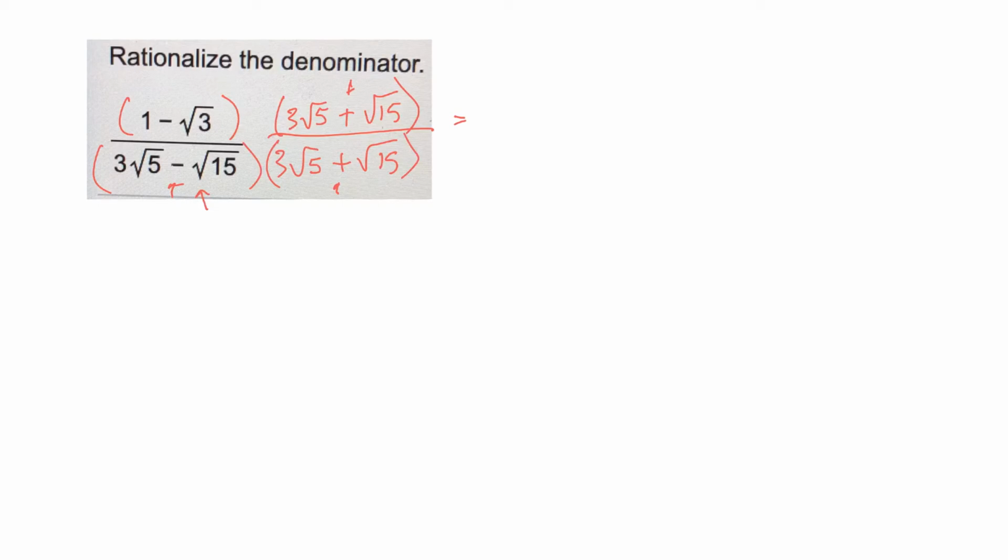So for the first one, I'm multiplying 1 by 3 root 5. So 1 times 3 root 5 would just be 3 root 5. And now I'll do 1 by root 15, which would be a positive root 15.